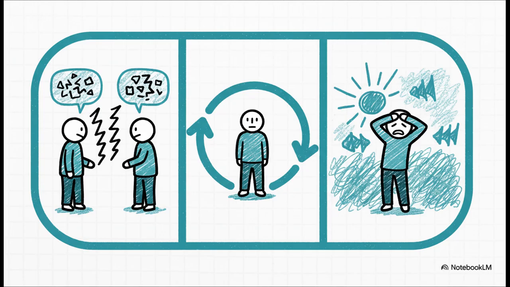So if it's a spectrum, what's the common thread? Well, there are generally three core areas to look for. First, challenges with social communication. Second, restricted or repetitive behaviors or interests. And third, and this one is often overlooked, sensory sensitivities. Things like light, sound, or touch can be overwhelming. This is a really critical part of the experience.